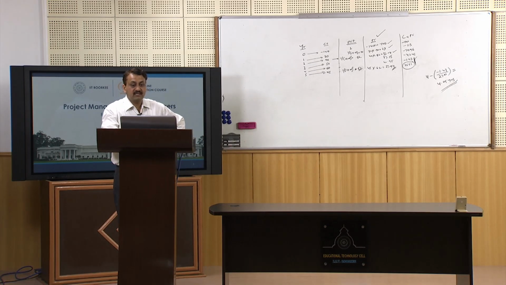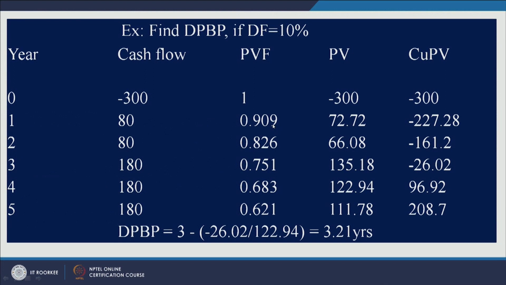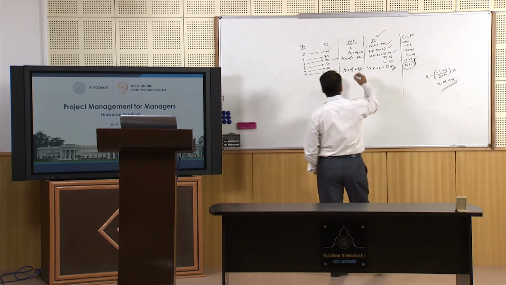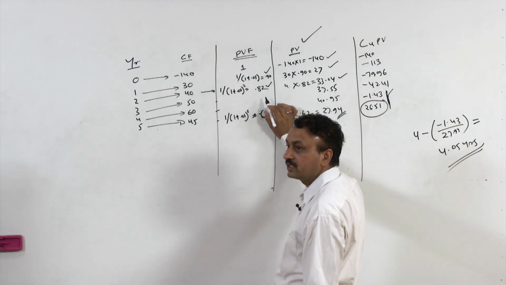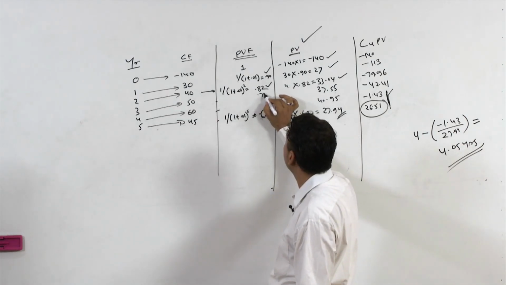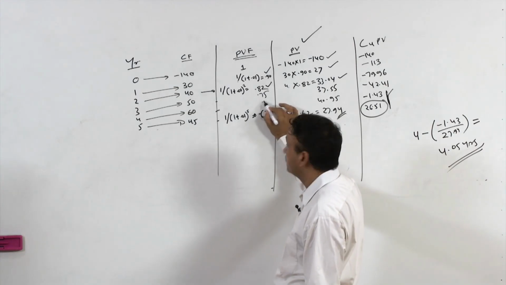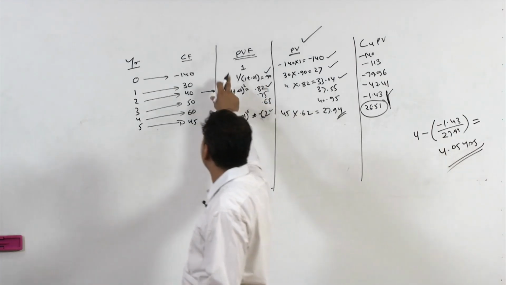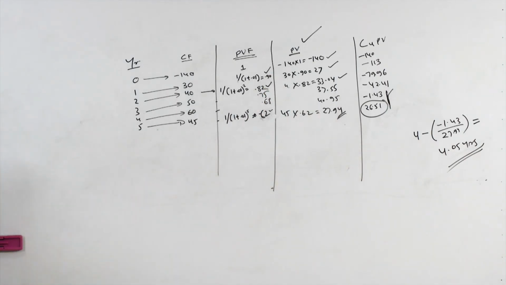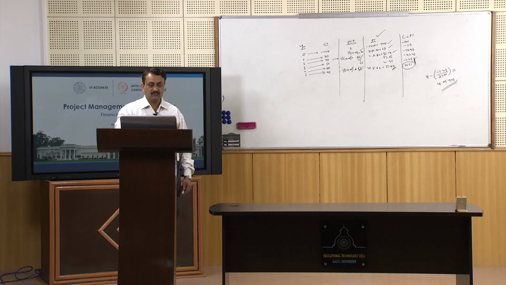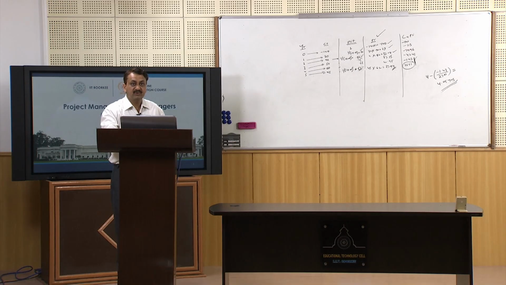Since the discounting factor is 10%, all these values remain as they are, as we have seen in the previous case. So 0.90, then 0.82, then 0.75, just check these values, and for the 5th year it is 0.621. Similarly, for the 3rd year it is 0.75, and for the 4th year it is 0.68. So these values are the same as in the previous example, because the discounting factor is 10%. So how do we find the discounted payback period here?